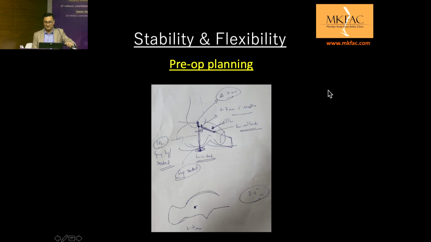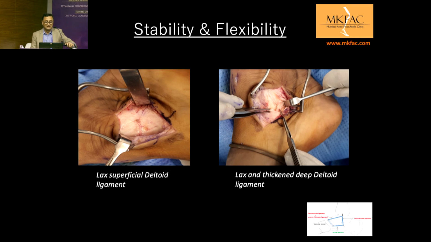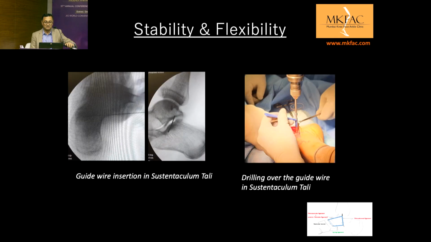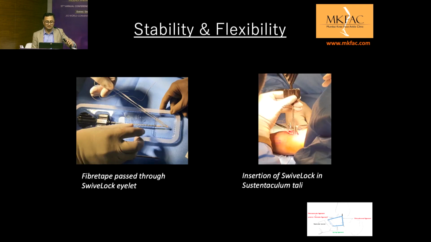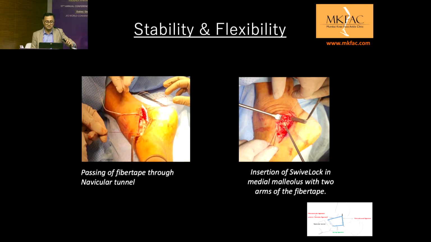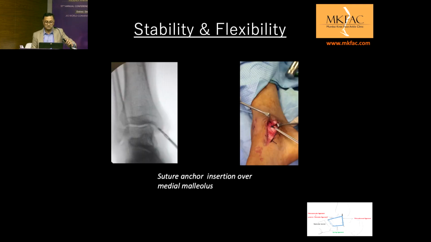This is my handwriting, a diagram. What would I do for him? So I opened up on the medial side. I can't appreciate much, but the medial deltoid ligament was relaxed and raised from the medial malleolus. The sustentaculum tali was identified and a wire was put, then a drill. The whole Arthrex ATFL internal brace set comes along, which has wires, drill bits and everything. A 3.5 swivel lock goes into the sustentaculum tali, and then a fiber tape was passed through the navicular tunnel, and finally the whole complex was repaired.